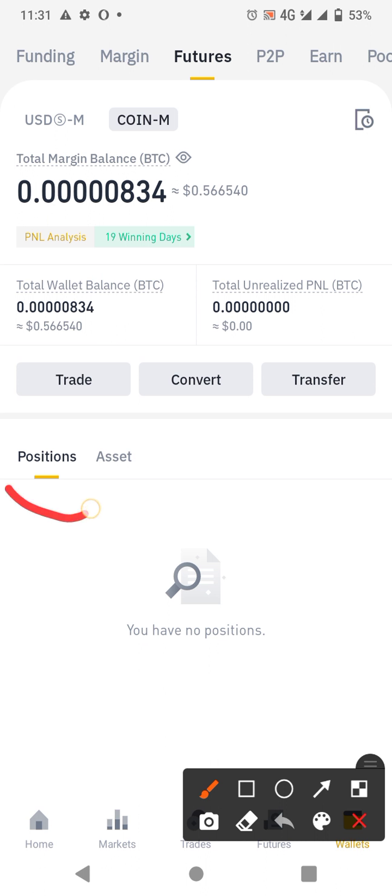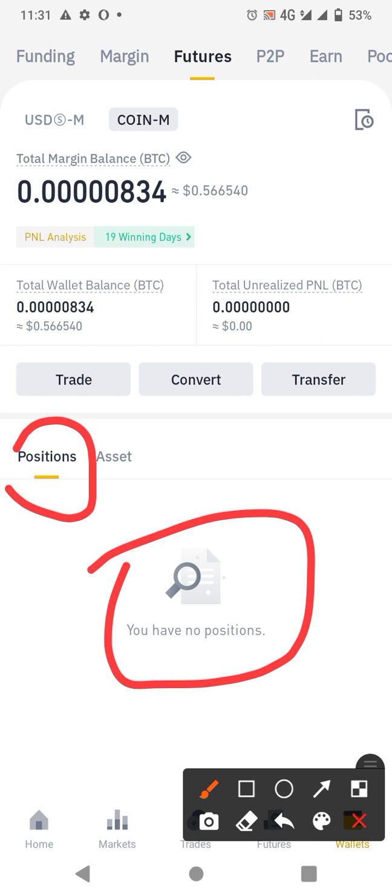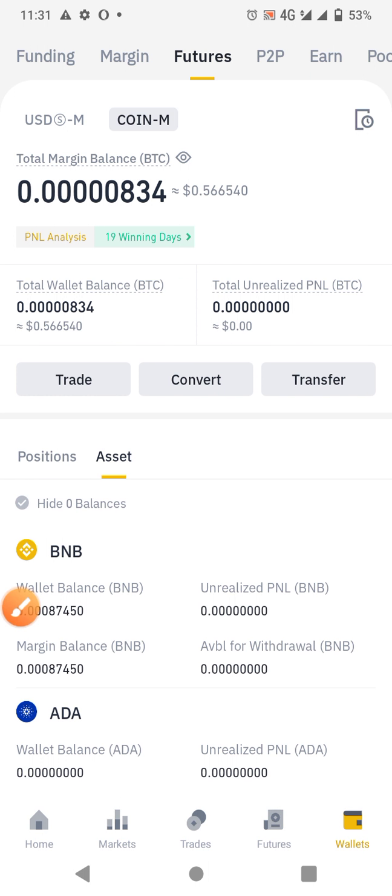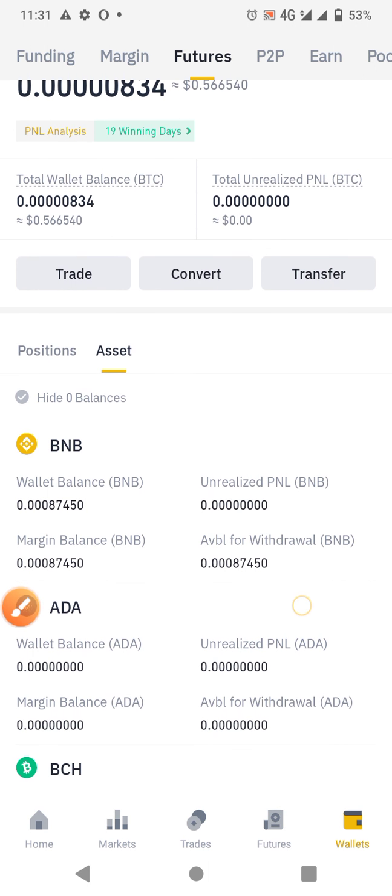Now you can see under this position, everything is blank. You have no position. Under my asset too, it's brought out the BNB balance for me. Now let me tell you what this balance is for.